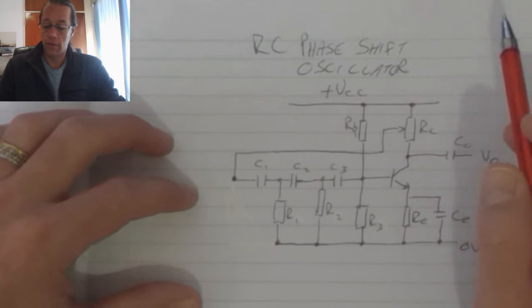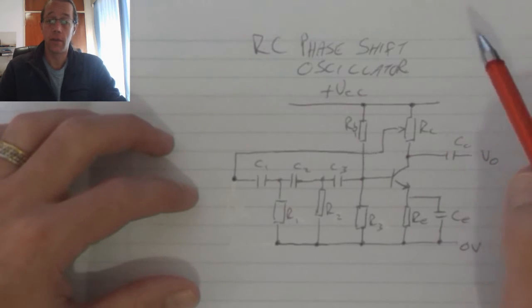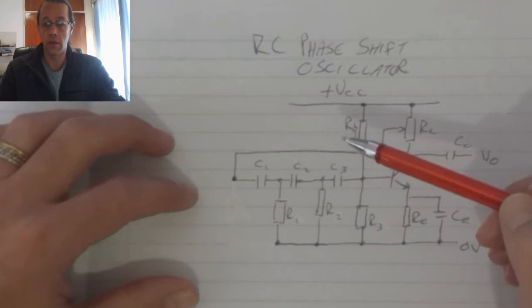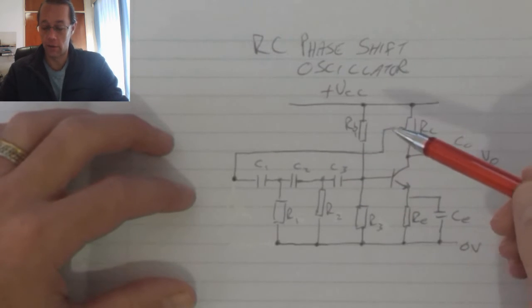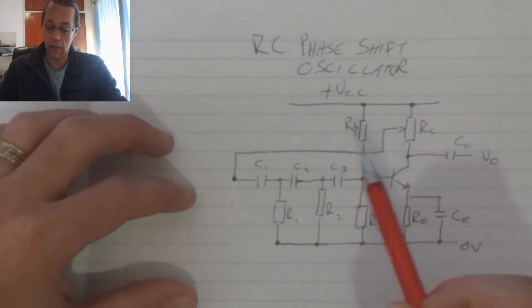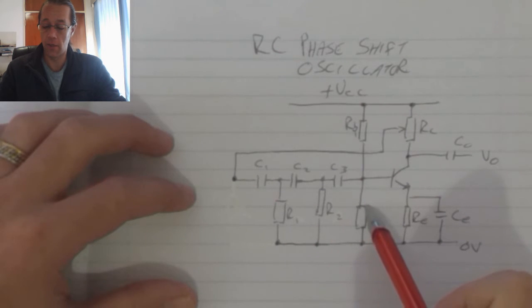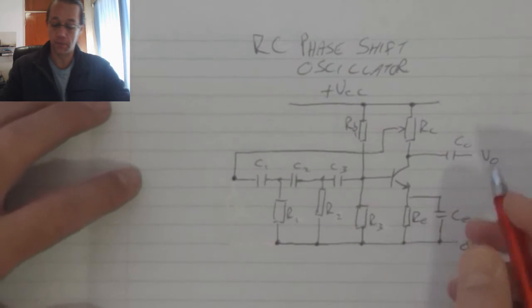The RC phase shift oscillator is one of the few oscillators that does not use an inductor capacitor combination to obtain frequency. It does that, however, through a phase shifting capability that the RC coupling has.